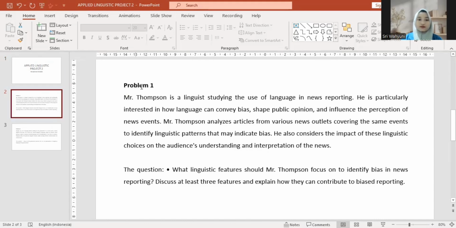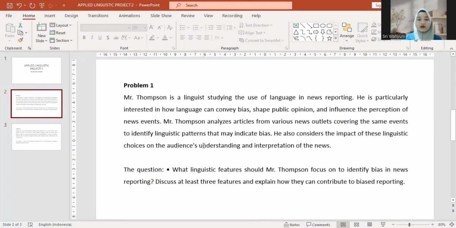The first is Mr. Thompson is a linguist studying the use of language in news reporting. He is particularly interested in how language can convey bias, shape public opinion, and influence the perception of news events. Mr. Thompson analyzes articles from various news outlets covering the same events to identify linguistic patterns that may indicate bias. He also considers the impact of these linguistic choices on the audience understanding and interpretation of the news.